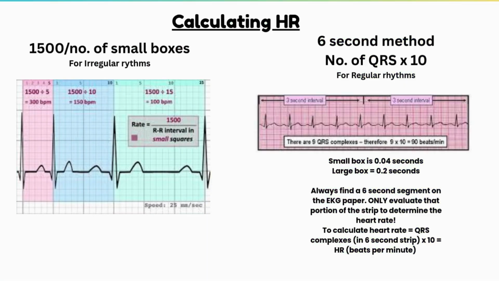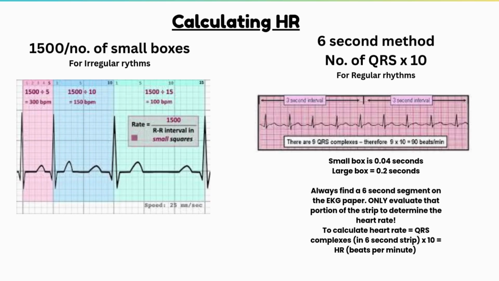So how do I know that it's regular or irregular? If there's a P wave before every QRS complex, and then there is a T wave at the end of the QRS complex, and the distance between each QRS complex is the same, one after the other, then this is definitely a regular rhythm.